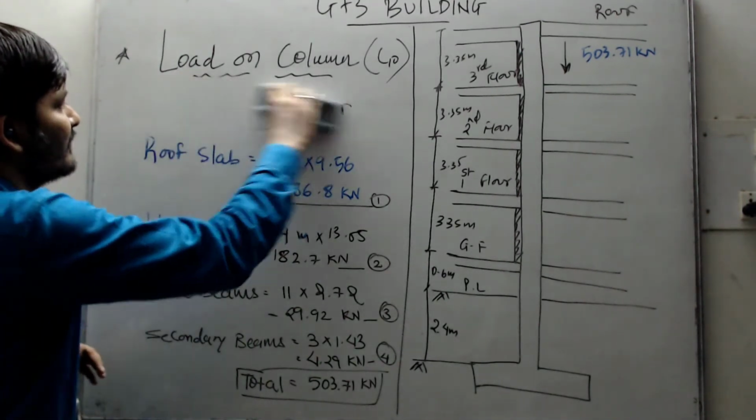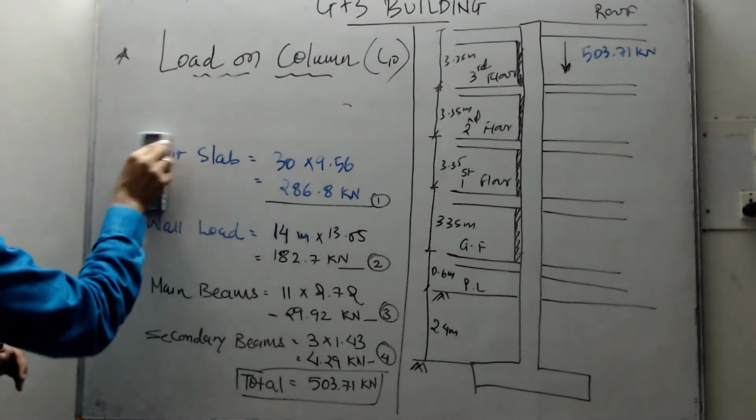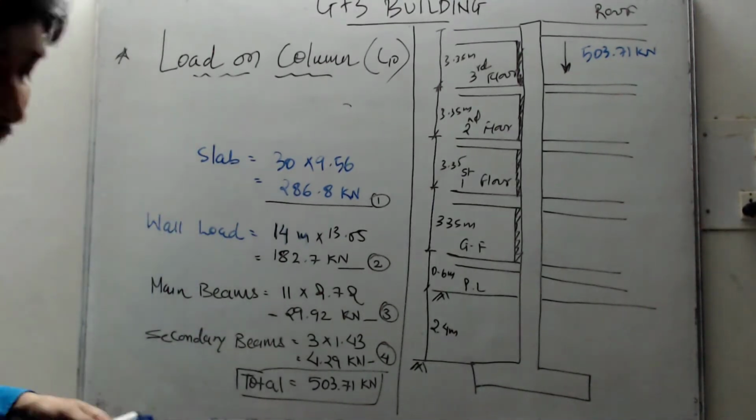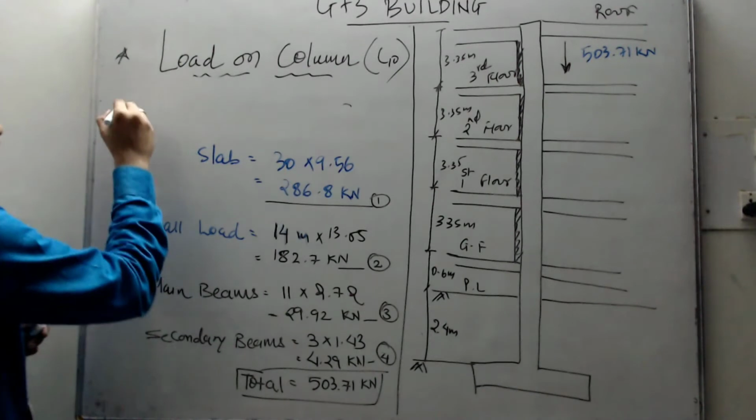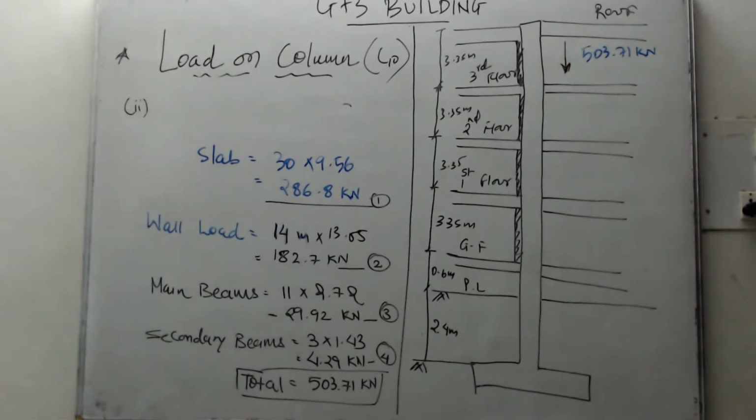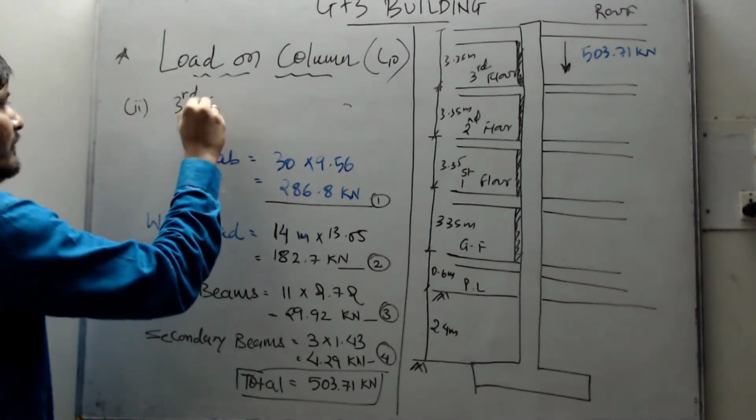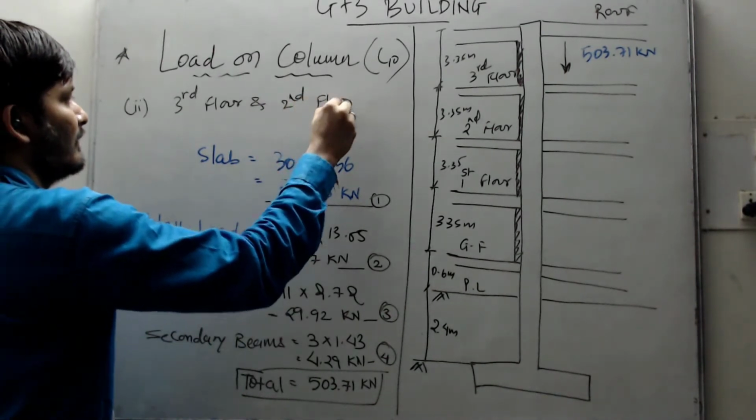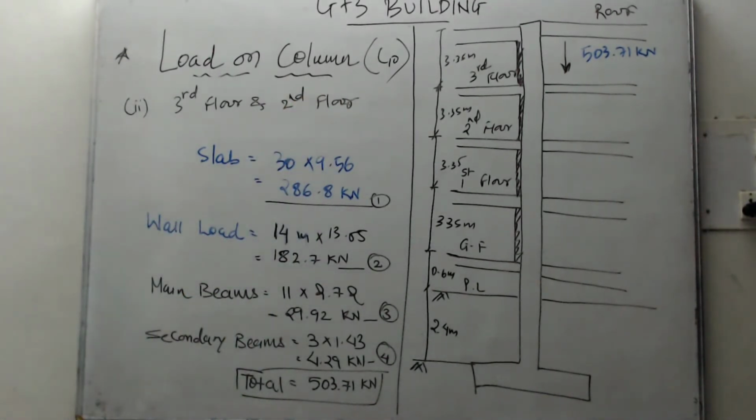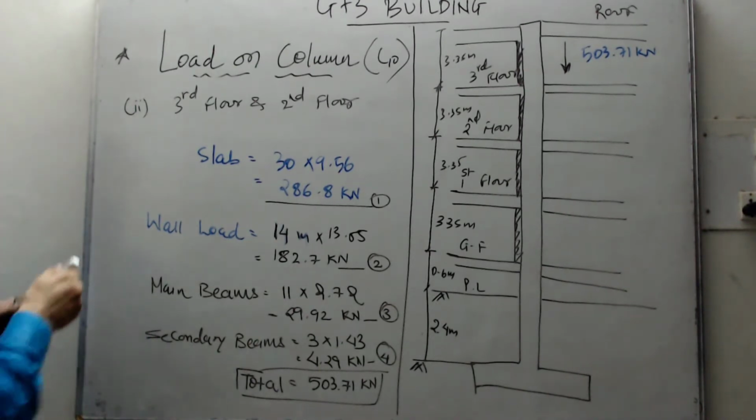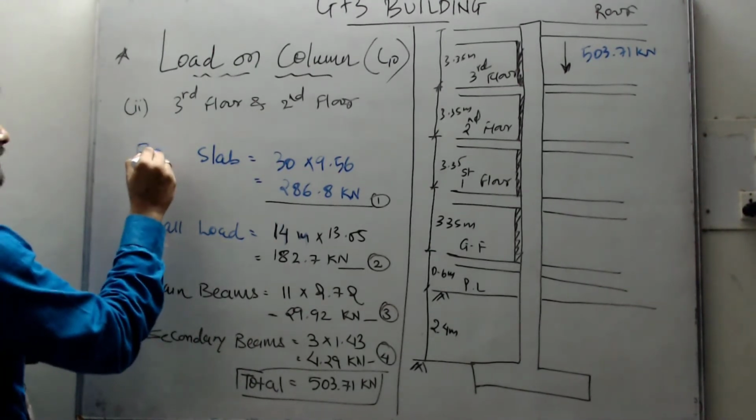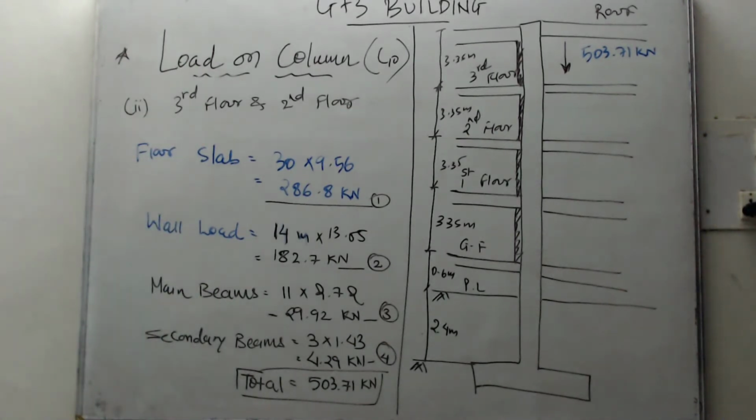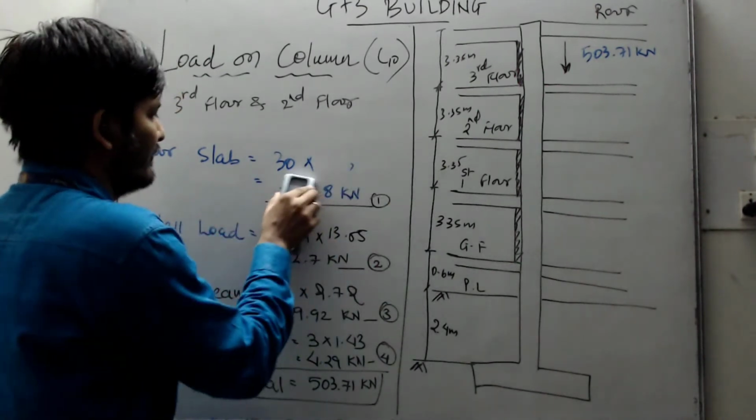So second thing to be considered. Now here there is no roof slab, it is a typical roof slab. So second type that we get between third floor and second floor. There we have a floor slab instead of roof slab. This will be floor slab. So area is same, only the load is different.